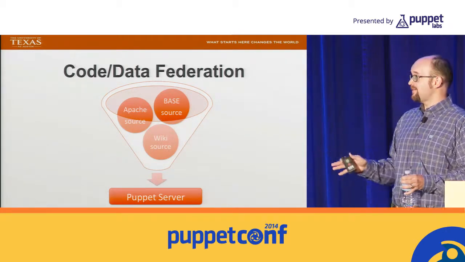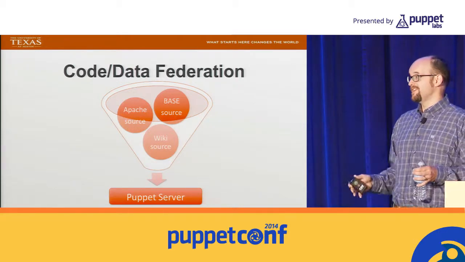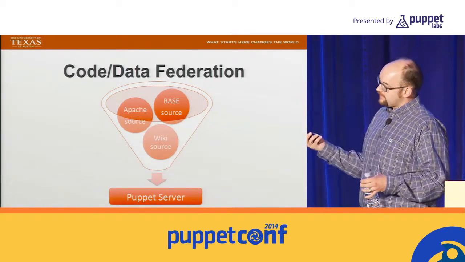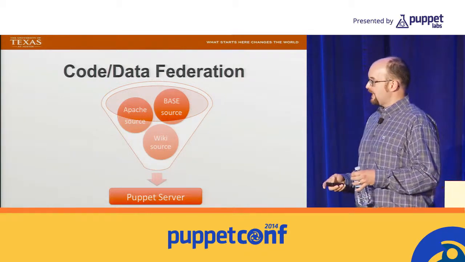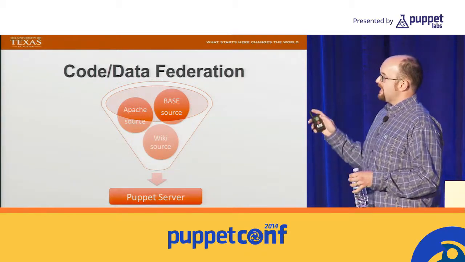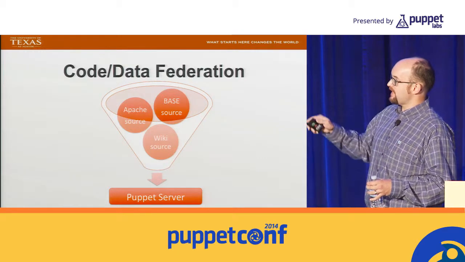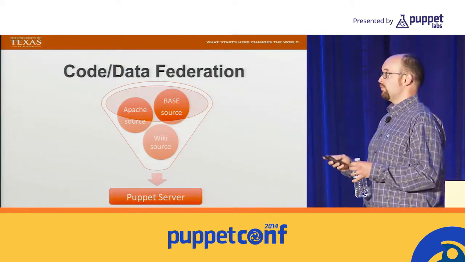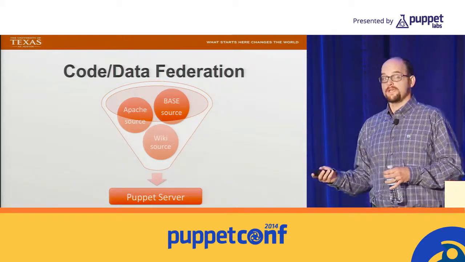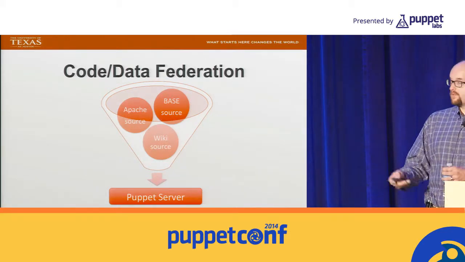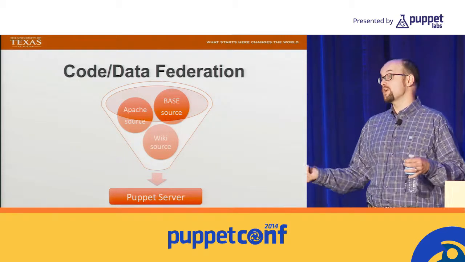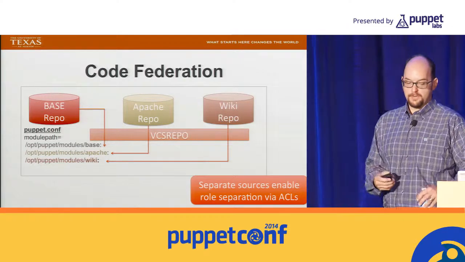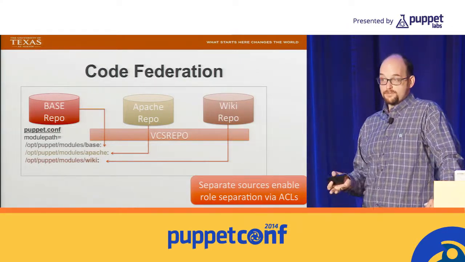And a caveat here, this isn't really how we do it, but it's kind of a model of how we do it. And so all of that gets funneled into the Puppet server. And so what that gives us is that each of those groups has their own safe place to put their configurations, that we can separately ACL, they can separately make their changes, and it gives you a very clean separation of duties.